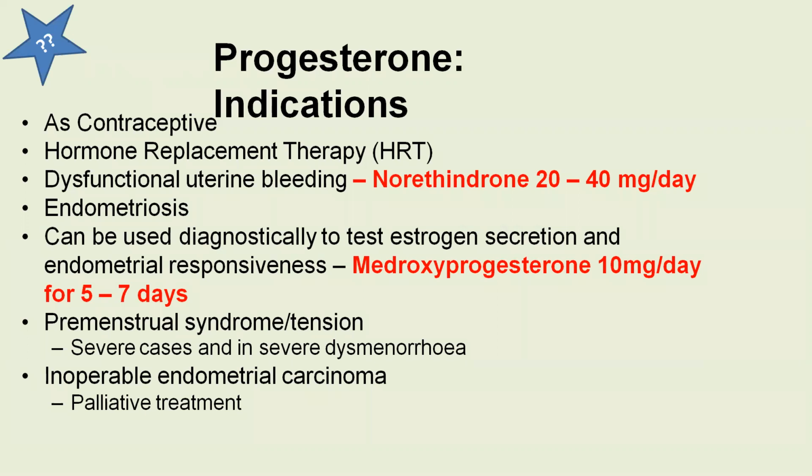Indications of progesterone: it is mainly used as a contraceptive. We'll go through this in detail in the next topic, contraceptives. So for now, remember the indication of progesterone is contraception. Then it is also used in hormone replacement therapy. Dysfunctional uterine bleeding, I've already explained, is a painless bleeding due to chronic anovulation. Here you can give norethindrone 20 to 40 mg per day, which normalizes the bleeding. Then it can be given cyclically with estrogen to regularize and normalize the menstrual flow.